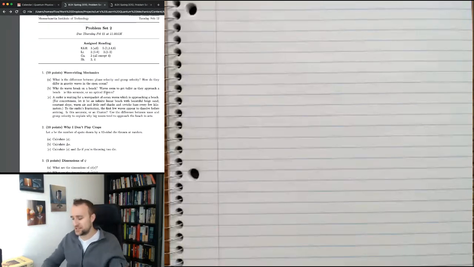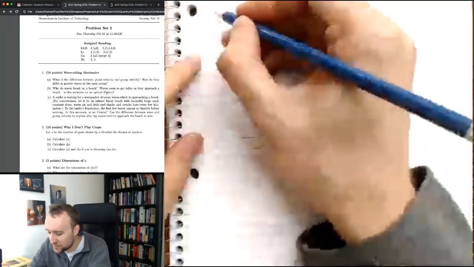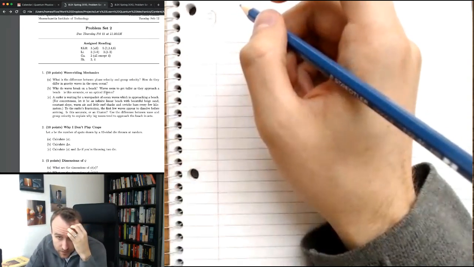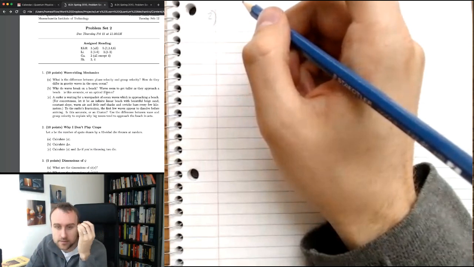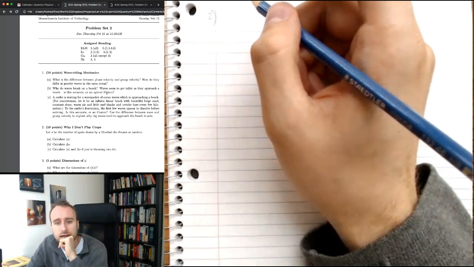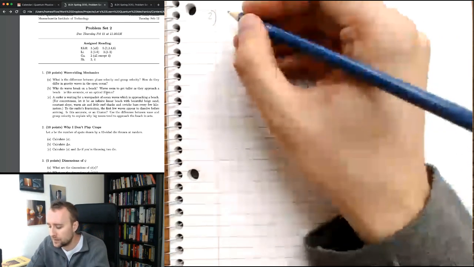Some equations I recognize. All right, let's try number 2. Let S be the number of spots shown by a 12-sided die thrown at random. Calculate the expected value of S. Calculate the standard deviation in S. Calculate this and this. Okay.